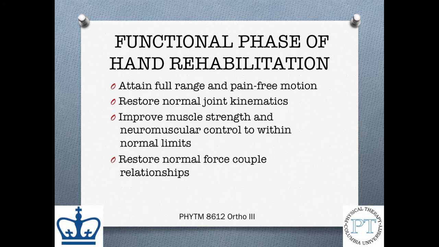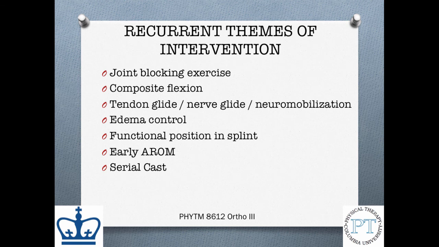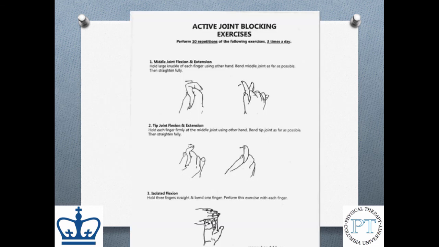So now we've moved on from the acute phase, and we're in the functional phase. We'll be focusing on attaining pain-free, full range of motion, restoring joint kinematics, progressively improving muscle strength and neuromuscular control, and working on the typical force couples. Eventually, what we typically do during this functional phase, again, are joint blocking exercises, composite flexion, tendon and nerve gliding, continued edema control, splinting, early active range of motion, and serial casting.